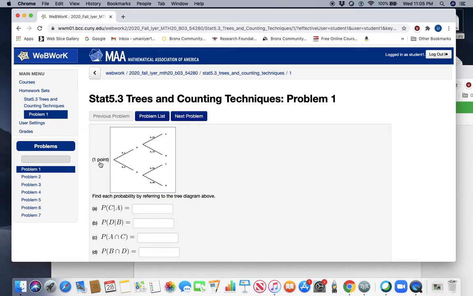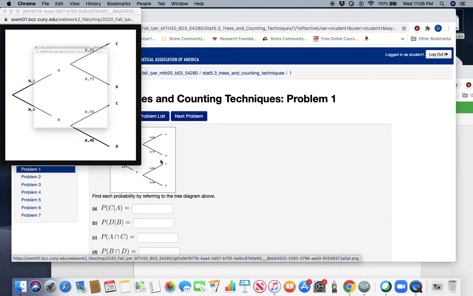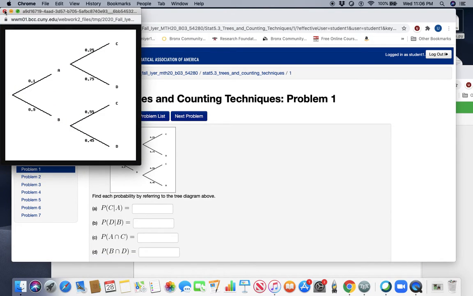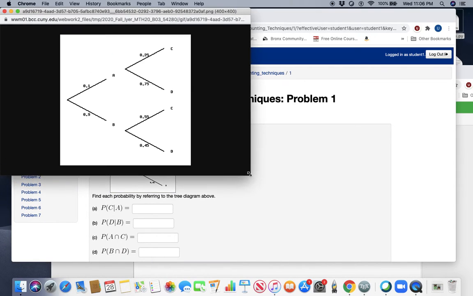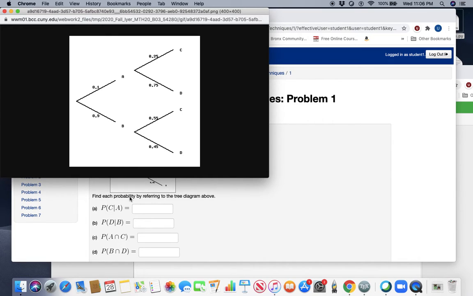Problem 1. Find each probability by referring to the tree diagram above. Okay. Enlarge it so we can see what's going on. So that's A and B. So that's your start.